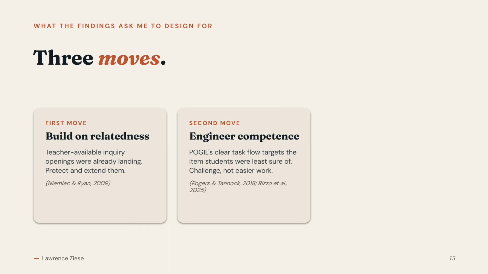Second, engineer competence. Competence was the soft spot here, and that is the same need Rogers and Tannock in 2018 found most depressed for teachers with attention differences. In the framework, competence reads as clear task flow, and Pogo's stepwise structure with explicit success criteria targets it directly. Rizzo and colleagues in 2025 sharpened the point. For twice exceptional learners, the fix is not easier work, but appropriately challenging work, because understimulation is what drives disengagement.